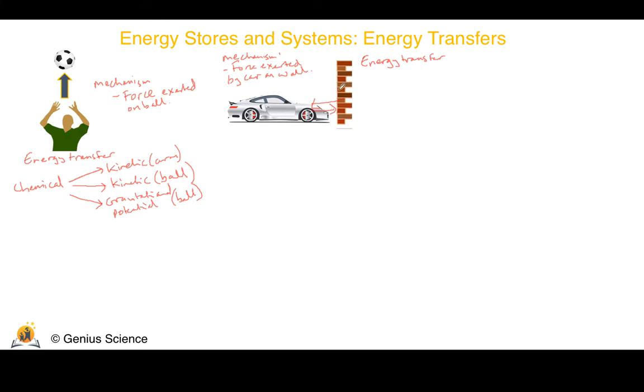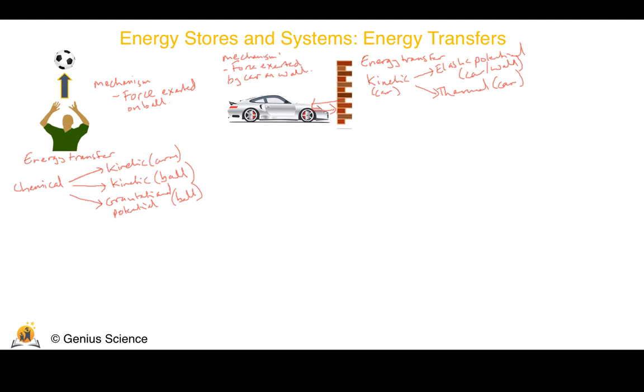First of all, we have energy being transferred from the kinetic energy store of the car to the elastic potential energy store of the car and the wall, as there would be some rebound. There would also be some energy transferred to the thermal energy store of the car and to the surroundings. And also, apologies, I haven't written it down here. There would also be some energy dissipated as sound waves, because obviously a car crashing into a wall would make a lot of noise.